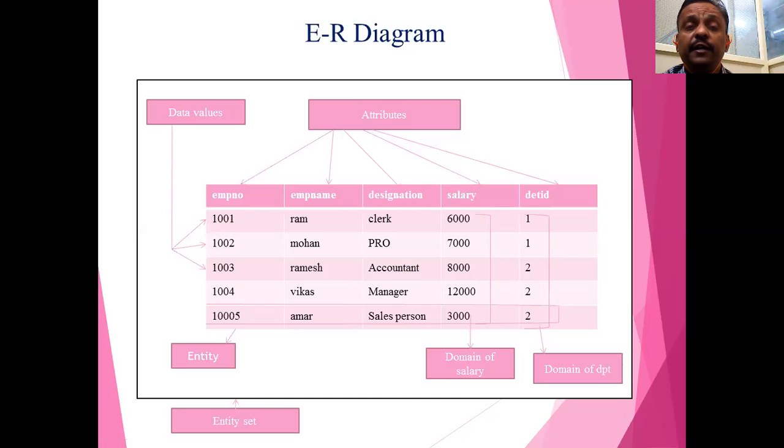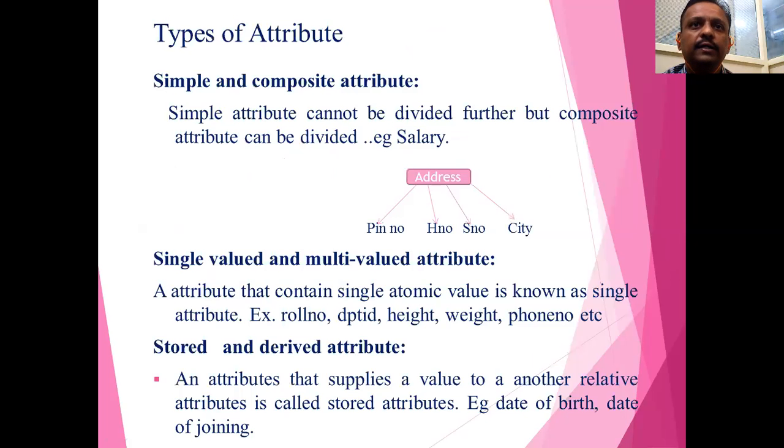It is a very interesting topic, as again we are exploring the different types of attributes. As you know, an attribute is a property of a particular object. So, simple and composite attributes. A simple attribute cannot be divided further, but a composite attribute can be divided. Take salary. Salary is not divided into any part. It has only one amount.